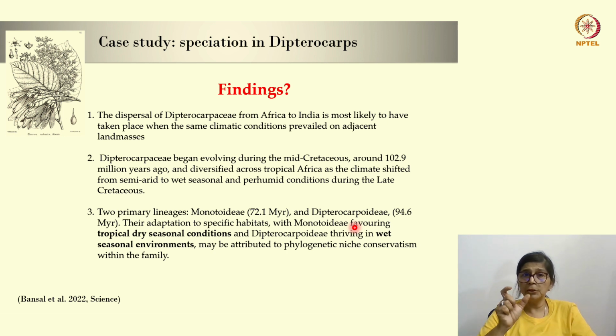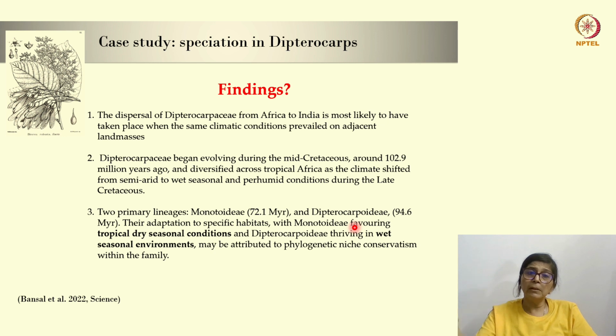I'm always using this word "probably" because, even if this paper says it has happened, you should always use this word, because all these are hypotheses, and new fossil evidence can always distort your previous finding. Tomorrow somebody finds a fossil of a Dipterocarp which is maybe 200 million years old, then this whole tree will change, right? That's the reason I'm always using "probably."